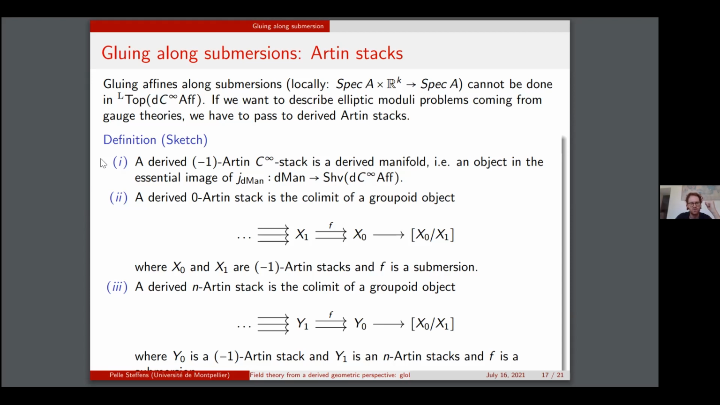So what happens is you start at level -1, and that's simply derived manifolds. And then you start taking colimits of groupoid objects. So x0 and x1 here are supposed to be derived manifolds, and f is supposed to be a submersion, which determines a groupoid object. So all these other terms in this colimit diagram are determined. You take the colimit, and this object is a 0-Artin stack.